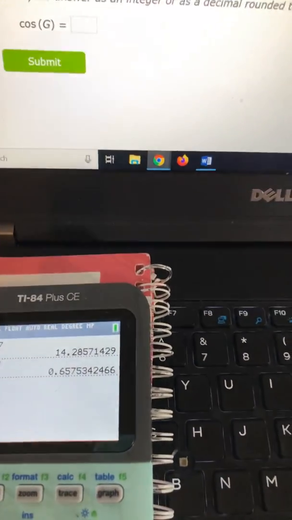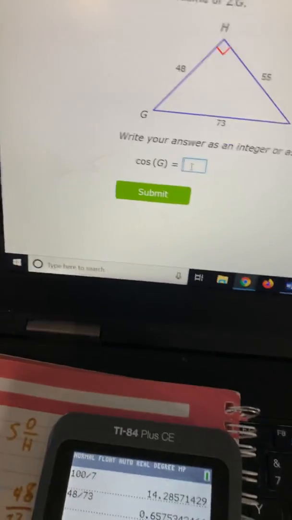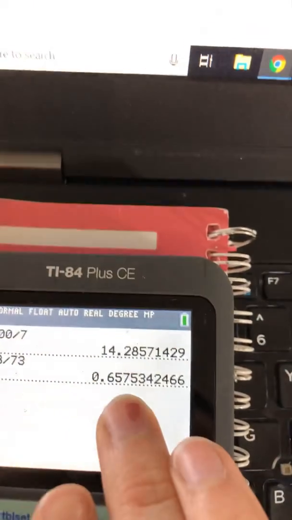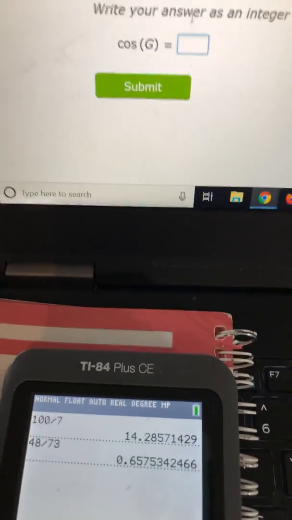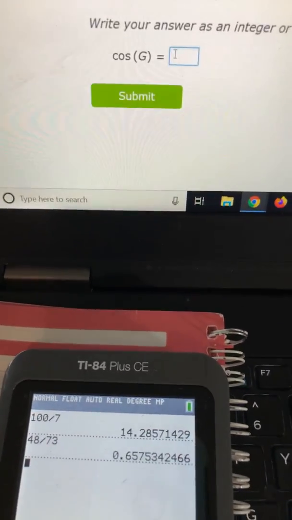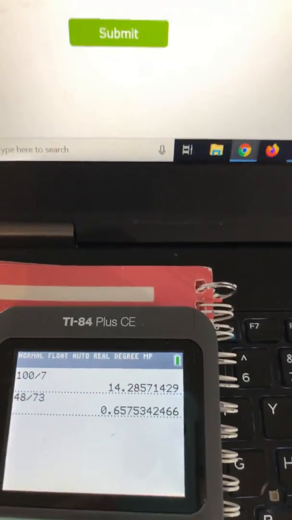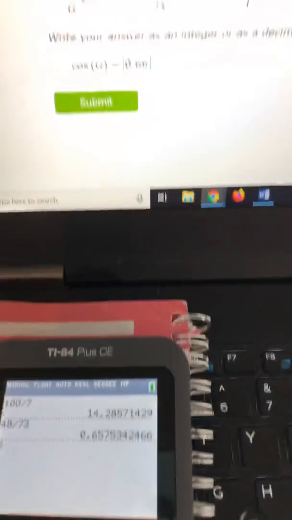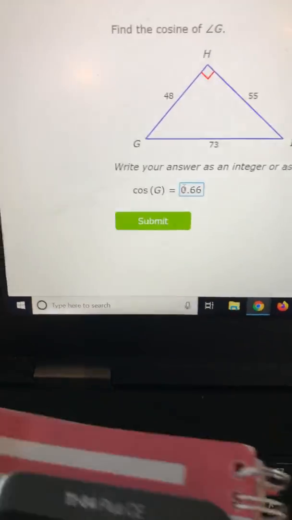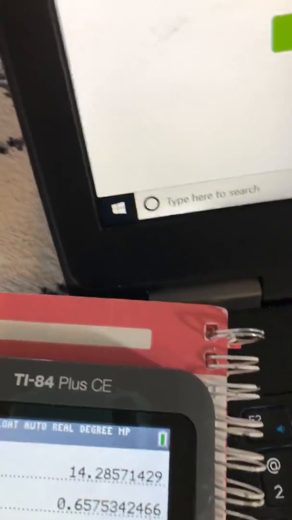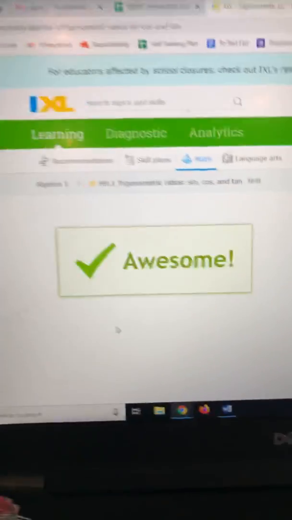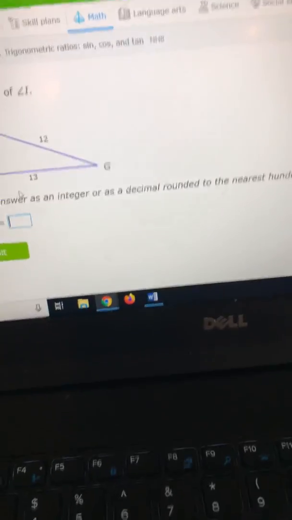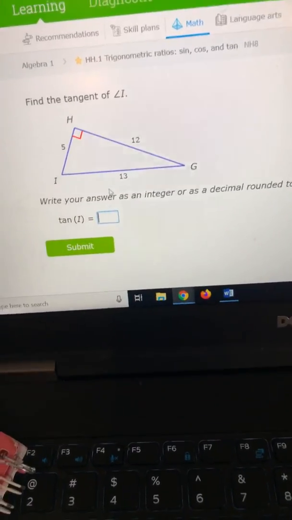So nearest hundredth is 2 decimal places. So if you want to use the decimals, which might be easiest here, let's see, the 7 will round it up, so it should be 0.66. But I know sometimes it's a little bit finicky with the rounding. Okay, so let's see, 0.66, and I'm gonna hit submit. It worked.